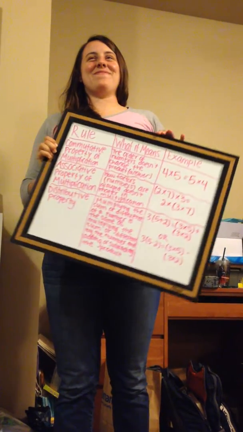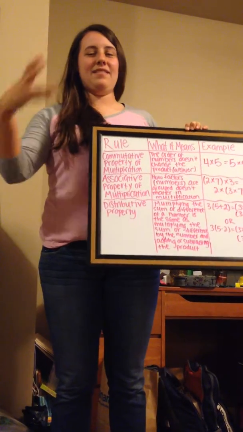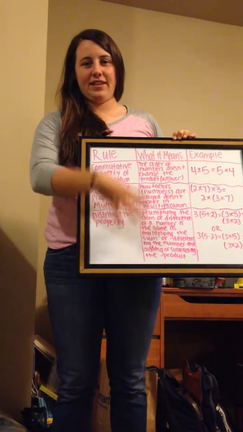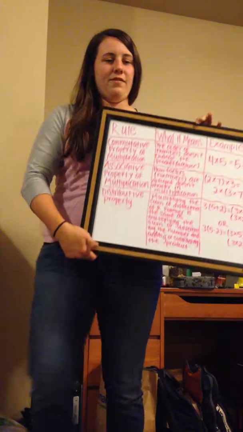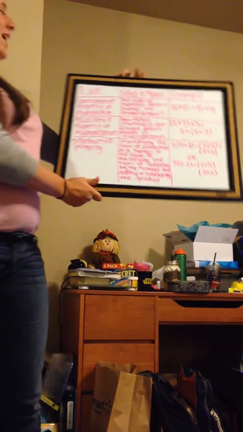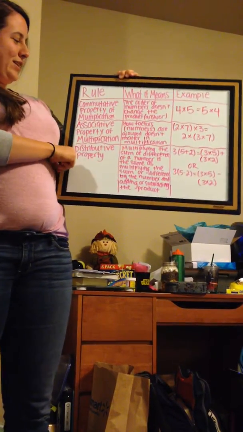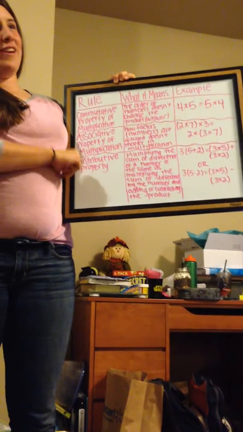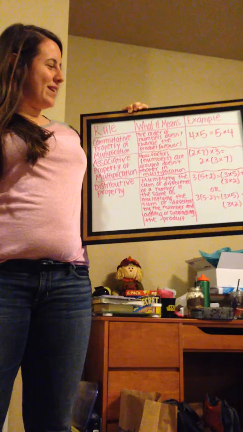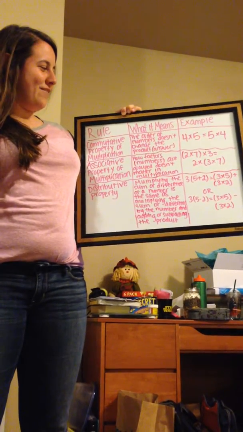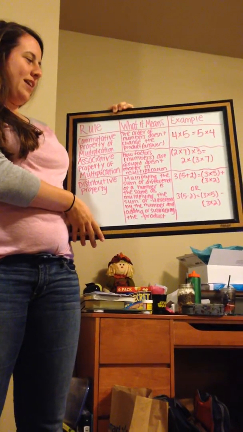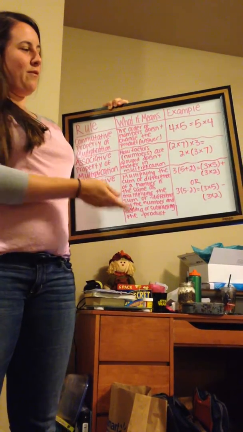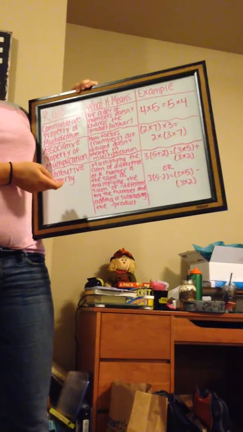So I'm going to be describing these, and the kids will have their own sheet, a grid that looks kind of like this. This is just a replica of it for this lesson. Okay, class, so the first rule we're going to learn is the commutative property of multiplication. And then I'll let them write that down. And what it means is the order of numbers doesn't change the product, which is the answer. And then I'll give them an example, like 4 times 5 equals 5 times 4.